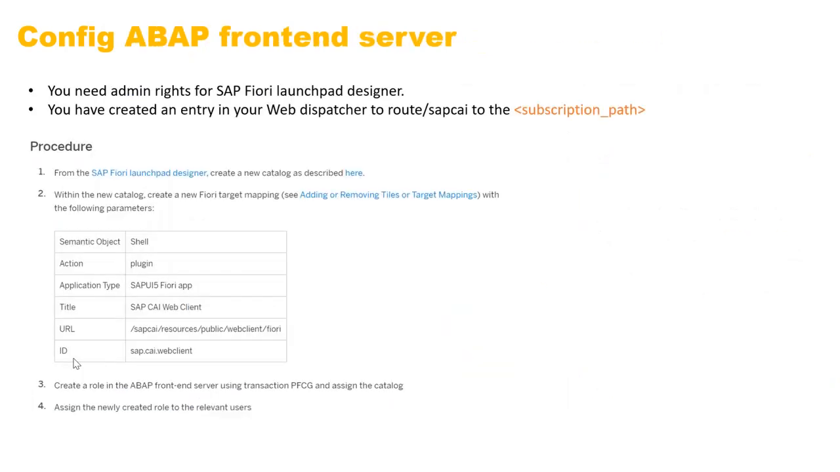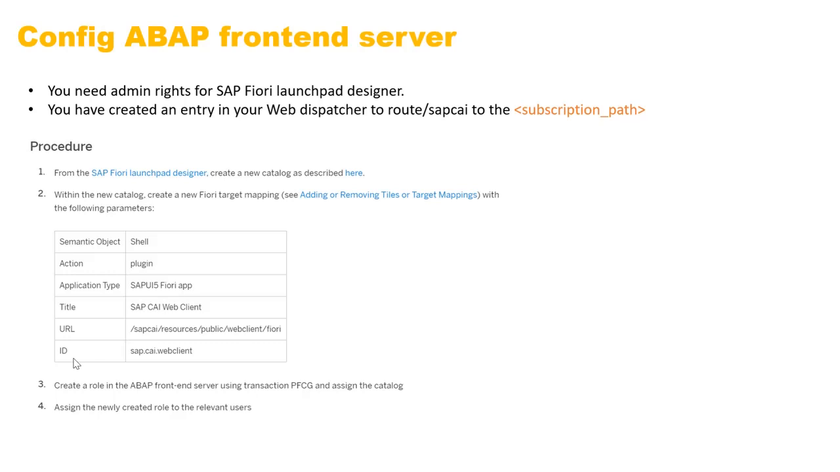So now let's see the detailed configuration steps in our ABAP frontend server. Here you can see we are using the subscription path that we have obtained from our previous step, and we are using it for our configuration in the web dispatcher. And now we have to follow these 4 steps to enable the web client in our FIORI launchpad. So what are those steps?